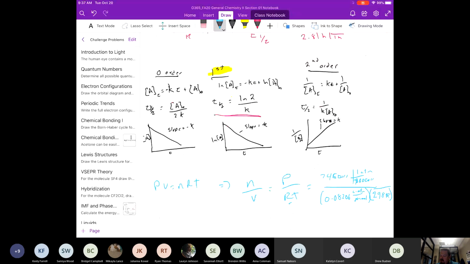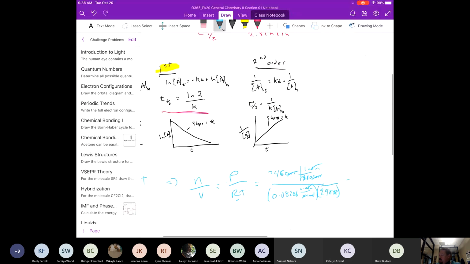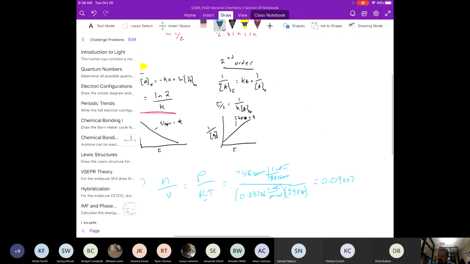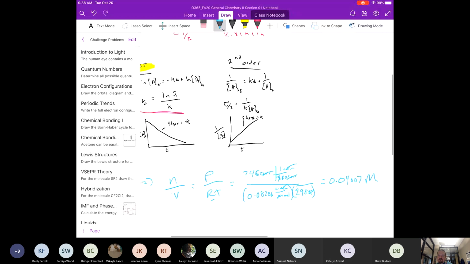So now that cancels with that, that cancels with that, that cancels with that. We're left with 1 over moles, or liters divided by moles, which will flip to the top. So our concentration initially is 0.04007 molar. Questions on any of that so far?